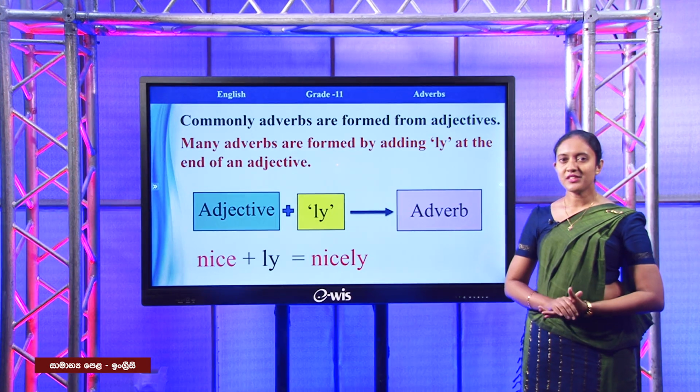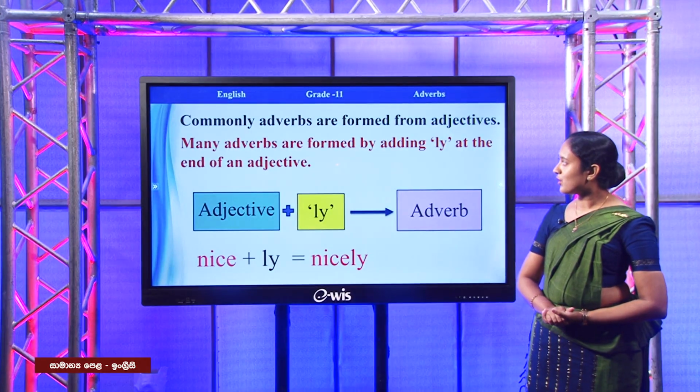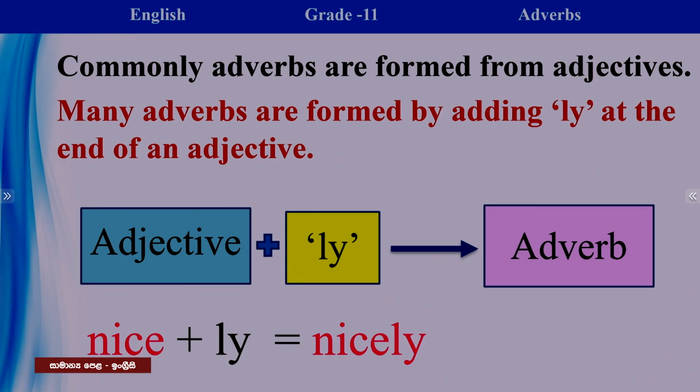Alright. Now, children, commonly adverbs are formed by adding ly to the adjectives. Many adverbs are formed by adding ly at the end of an adjective. Look at the screen now. There is an adjective, you add ly at the end and you form the adverb. For example, when we take the adjective nice, you add ly at the end and you form the adverb nicely.